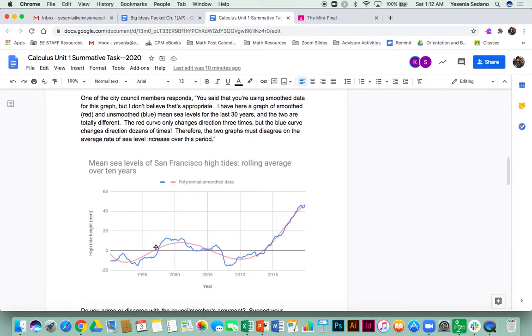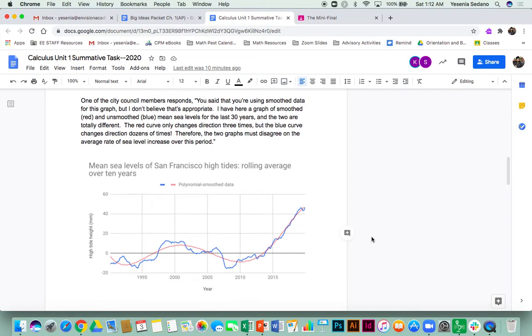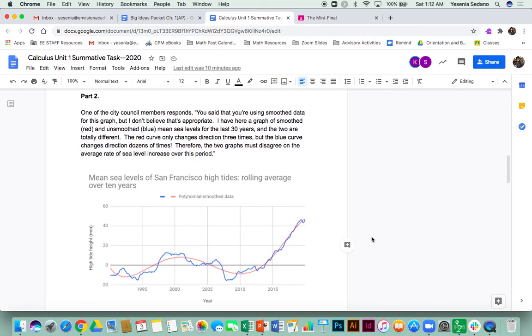All right, part 2. Part 2 is not supposed to be related to part 1. It is kind of related, but the data is different for part 2. That's just a heads up. So one of the city council members responds that you said you're using smooth data for this graph, but I don't believe that's appropriate. Here I have a graph of smooth data in red. See, that's the polynomial fit in red. But I don't believe it's appropriate.